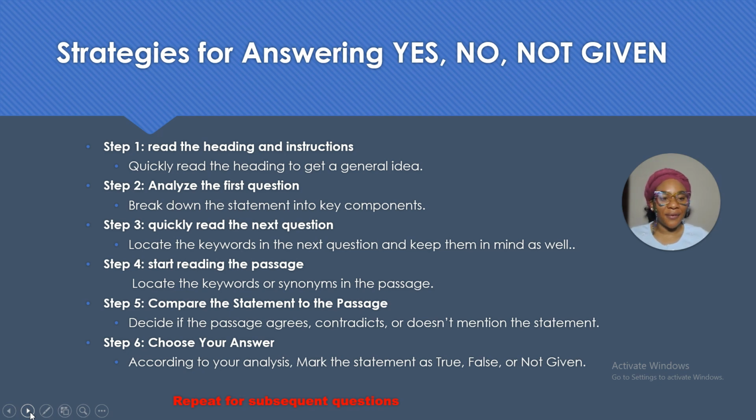So those are the first three steps. Read headings and instructions, analyze first question by underlining keywords in them. Then number three, read the next question to have an idea of what it's about and keep it in mind. Then you go to the passage. So I see people that want to attempt IELTS reading and they just jump into reading the passage, and it's just a very, very bad, wrong move.